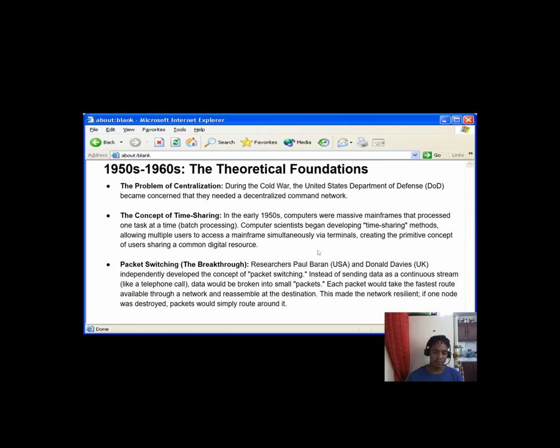Packet switching breakthroughs. Researchers Paul Baran, USA, and Donald Davies, UK, independently developed the concept of packet switching. Instead of sending data as a continuous string, like a phone call, data would be broken into small packets. Each packet would take the fastest route available on a network and reassemble at the destination. This made the network resilient. If one node was destroyed, packets would simply route around it.